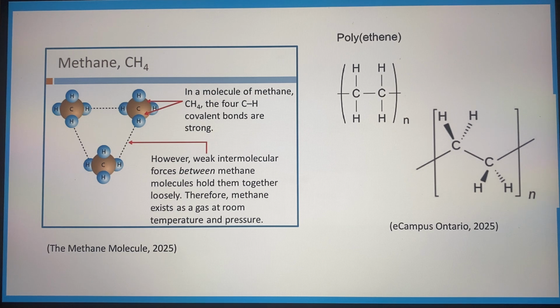However, the intermolecular forces between methane molecules are weak London dispersion forces, which means little energy is required to separate the molecules. As a result, methane exists as a gas at room temperature. Unlike methane, which is a small molecule, polyethene is a giant macromolecule, meaning its intermolecular forces are much stronger. These stronger forces between the long polymer chains require more energy to overcome, making polyethene a solid at room temperature.